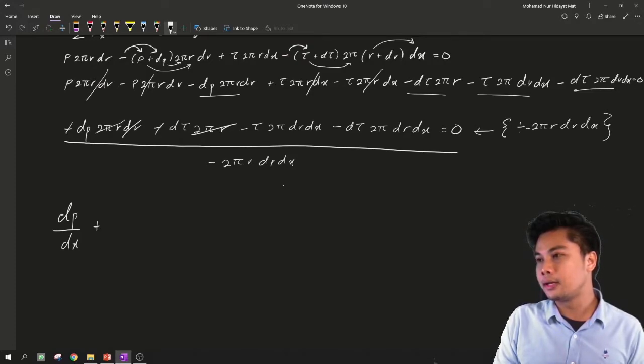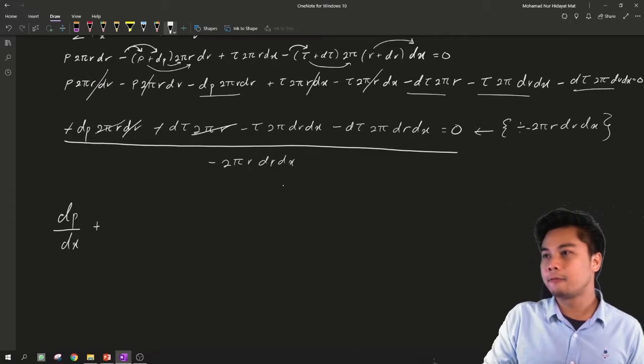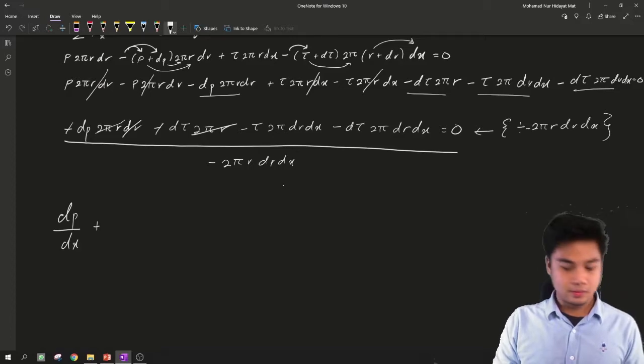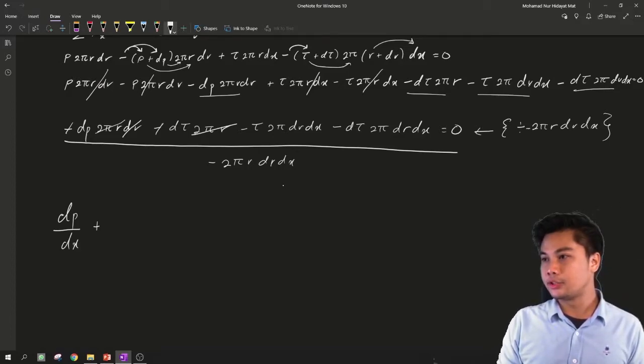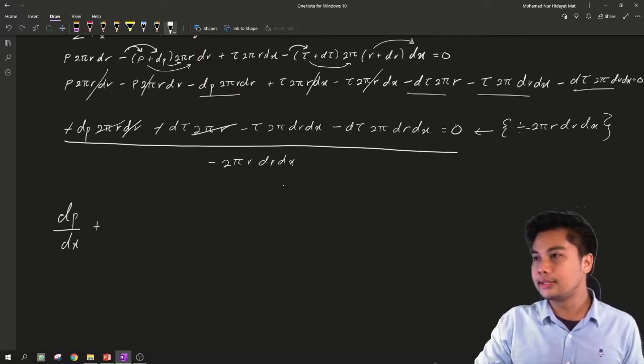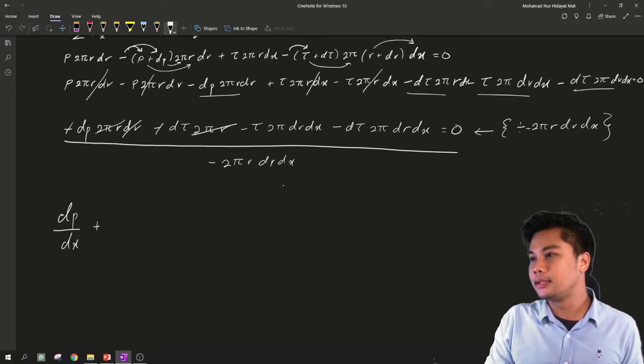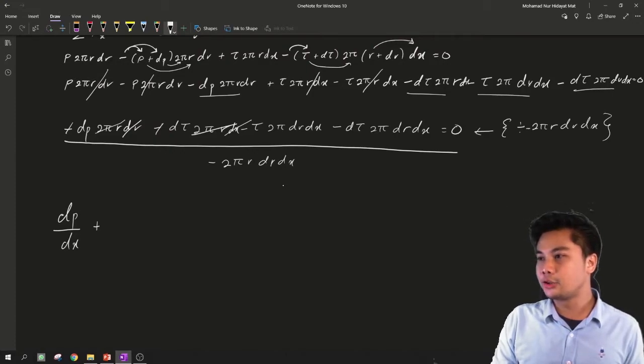Okay, we have d tau. So we cancel out this one. Let's take a look at this. This one d tau, we have another one dx actually. So this should be dx. Alright, so dx cancel. So we have here d tau over dx.